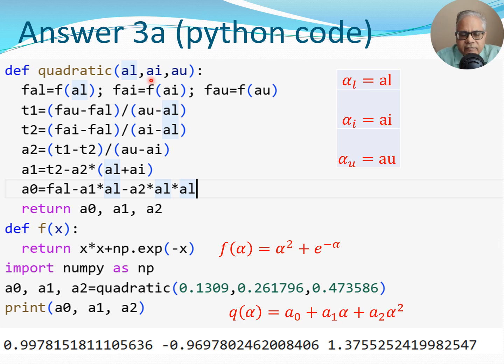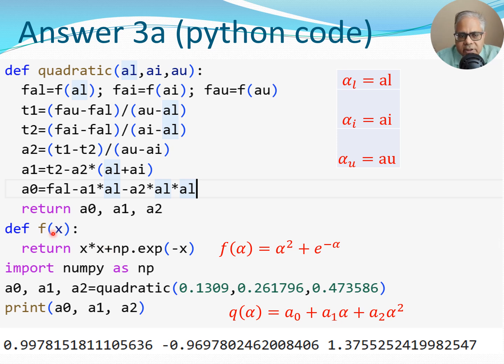So I have written this very simple function here. This is the function quadratic. It takes in AL, AI, and AU. I am using this nomenclature here, and then it calculates the function values, and then it does all the mathematics to get A2, A1, and A0. Now remember, the function is something like this, so it's expressed as x square plus e to the power minus x. I also have to import numpy because numpy is required for calculating exponentials.